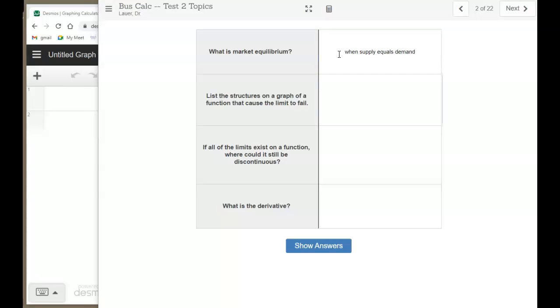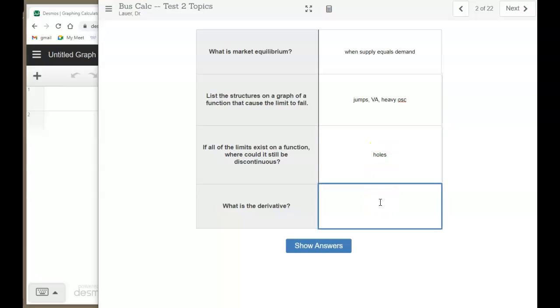List the structures on a graph of a function that cause the limit to fail. Those would be jumps, vertical asymptotes, and heavy oscillation, which you won't see in the test, but part of the test is to give that answer. So if all the limits exist, where could the function still be discontinuous? And that's at holes. And holes are removable discontinuities.